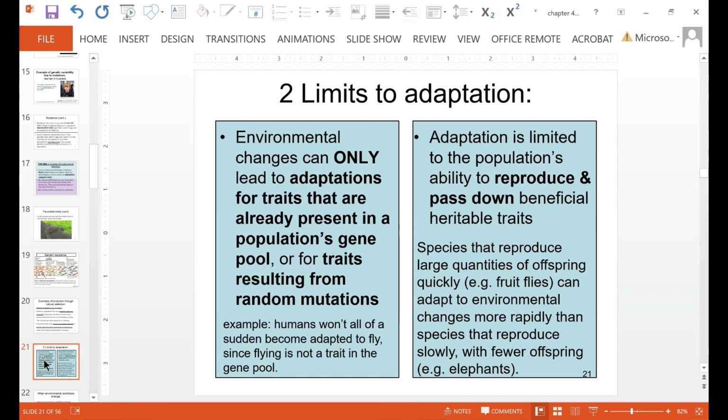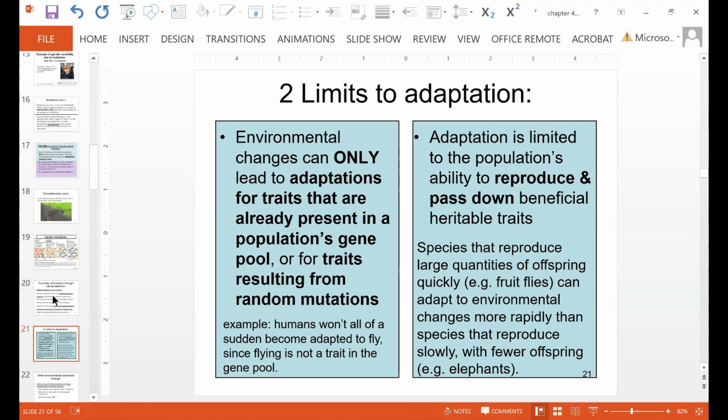Adaptation is limited to the population's ability to reproduce and pass down beneficial heritable traits. So species that reproduce large quantities of offspring quickly, like fruit flies, can adapt to environmental changes more rapidly than species that reproduce slowly with fewer offspring, like elephants.